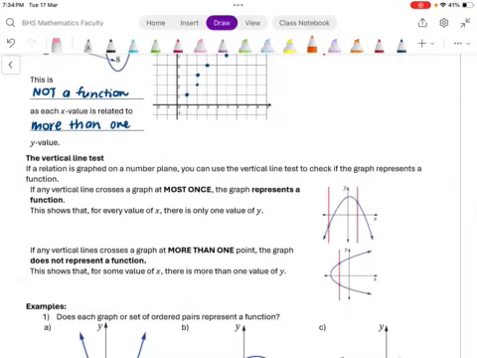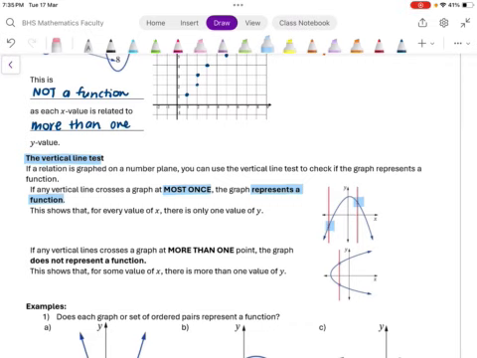So what we have with our vertical line test is that if a relation is graphed on a number line, we use our vertical line. If our vertical line crosses our graph at most once, then the graph represents a function. So only once through. This shows that for every value of x, there is only one value of y. As you can see here, no matter where we've drawn that vertical line, it only crosses once.